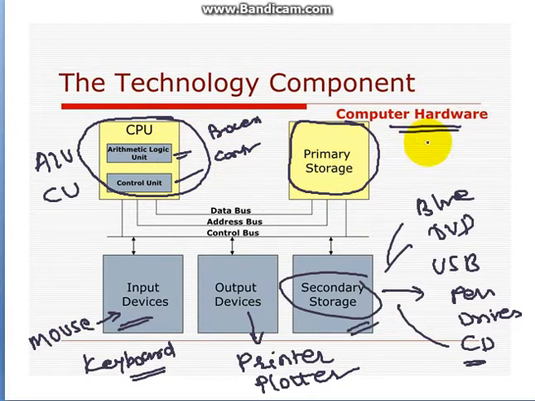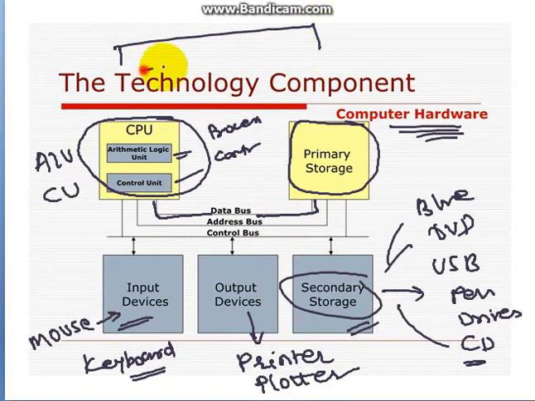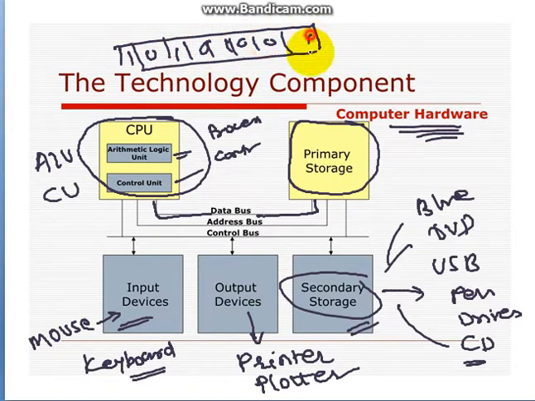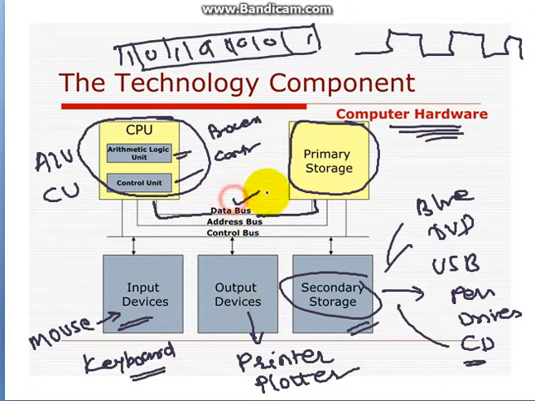You see, this is the computer hardware, and the CPU and primary storage are connected by a bus called the data bus. This bus carries the bits and bytes of data in the form of 10101001. So in the form of 1010, the data is there on the data bus.